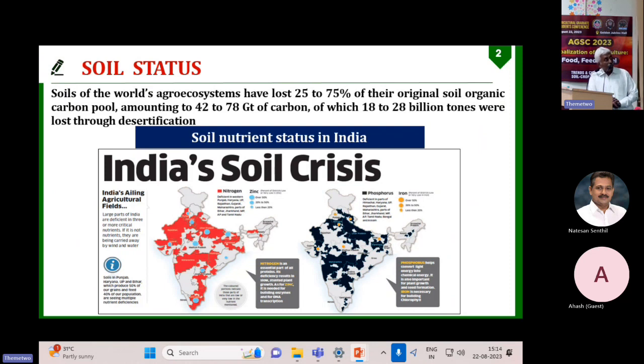If you see, there is an amount of 42 to 78 gigatons of carbon, of which 18 to 28 billion tons were lost through desertification. This clearly indicates that whatever activities we are doing in the process cause damage to the land capacity, which ultimately leads to damage to the soil quality.